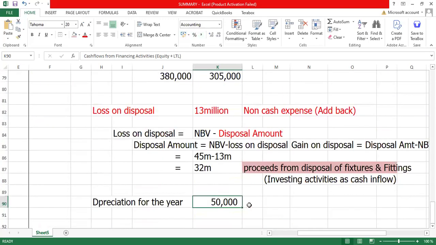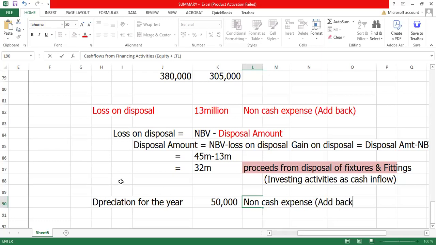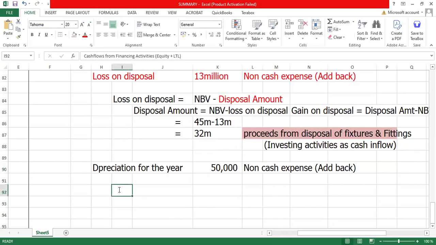I was saying that depreciation is a non-cash expense, so you add it back. Okay, then what else do you need? Do you need to see whether you have acquisition or disposal of PPE? That's what you need to see now. You need to test whether you have acquisition or disposal of PPE.